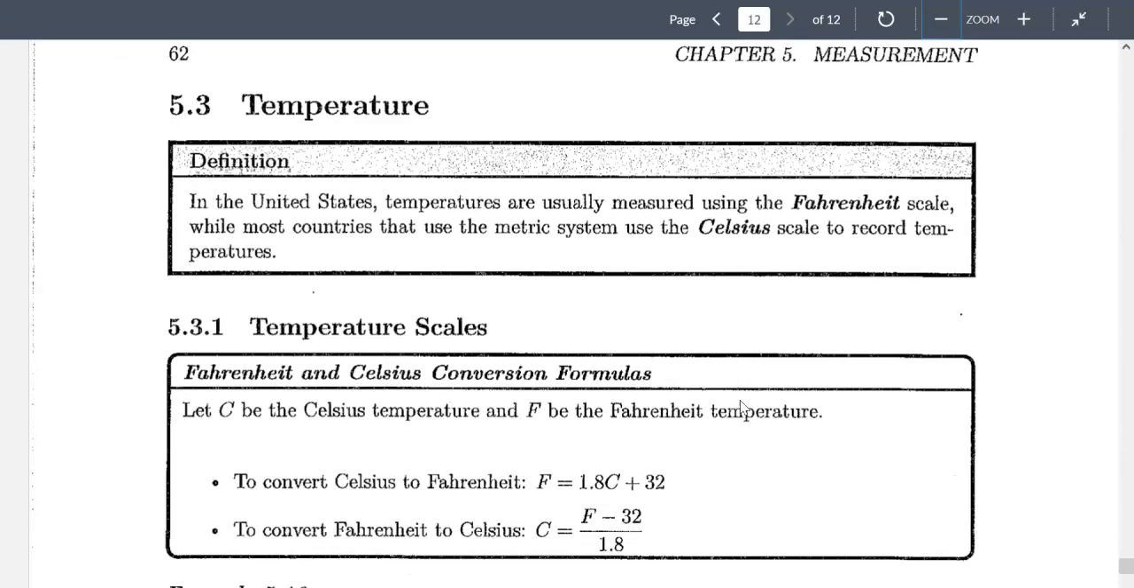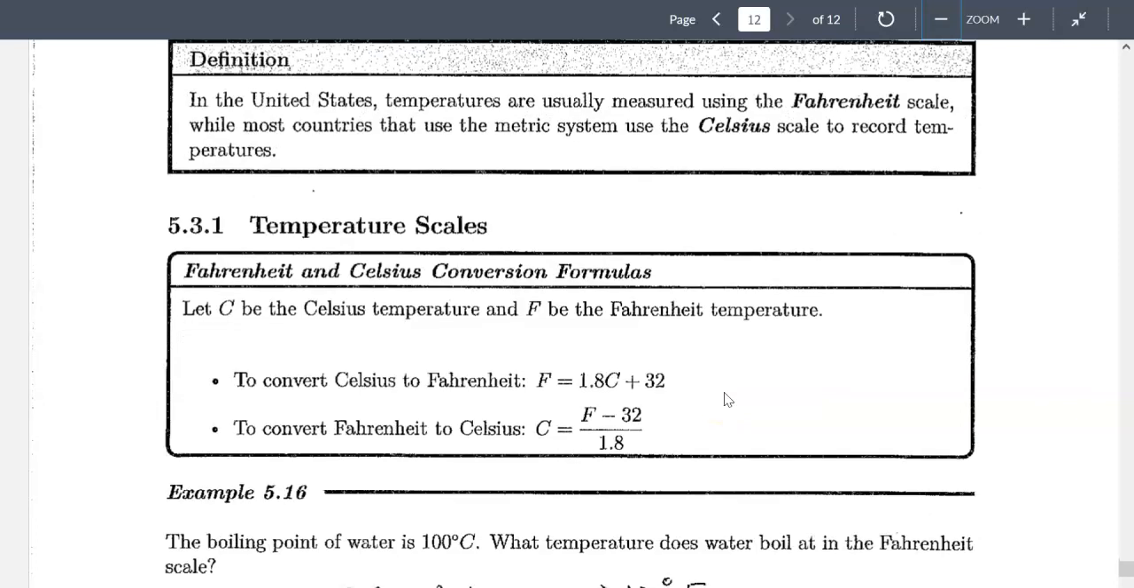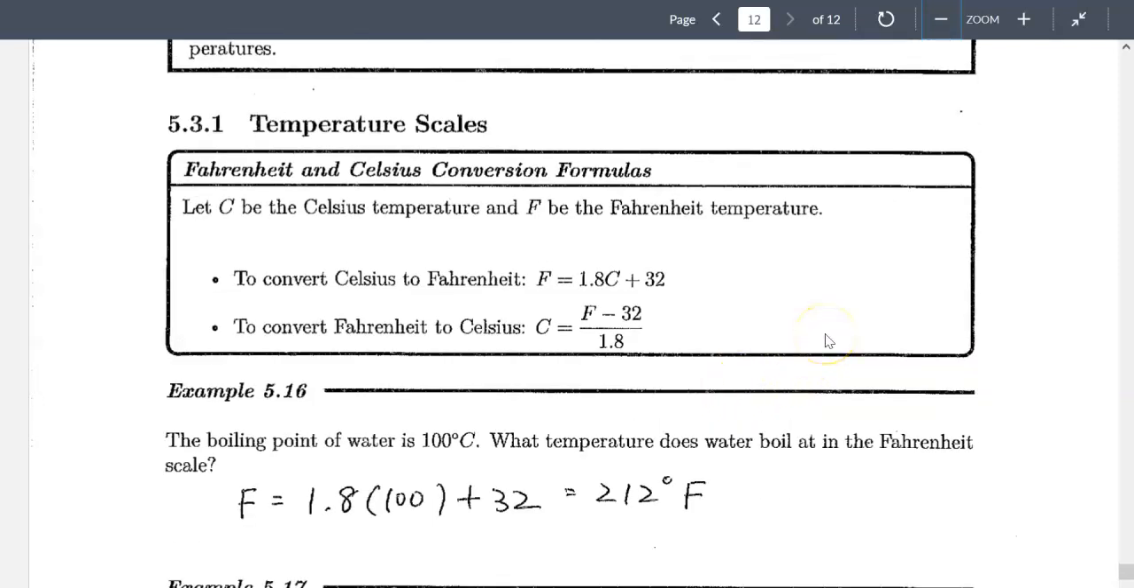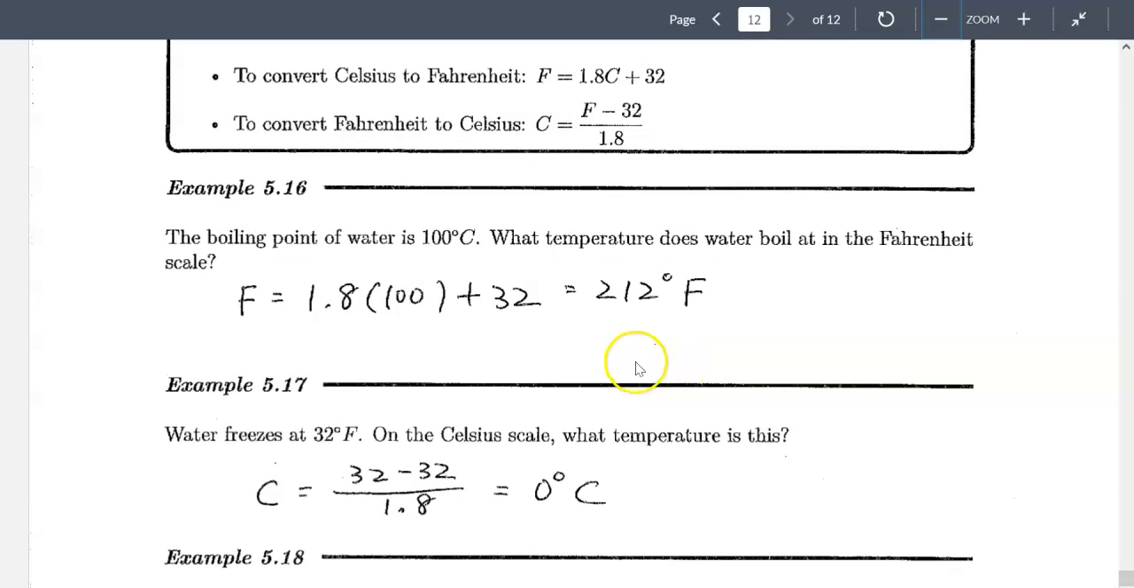The last thing we're going to talk about in chapter 5.3 is temperatures. The only two conversions we usually use are Celsius to Fahrenheit and Fahrenheit to Celsius. Here are the formulas for how to convert one to the other. Let's see how we use those formulas. For example, if you want to convert 100 Celsius to Fahrenheit, how do you do that?